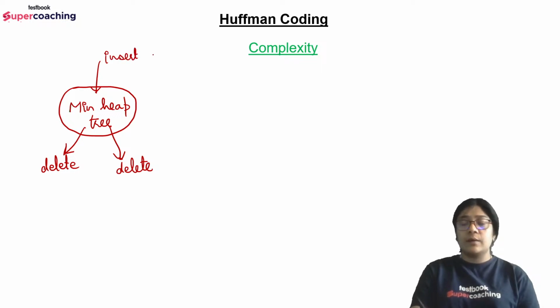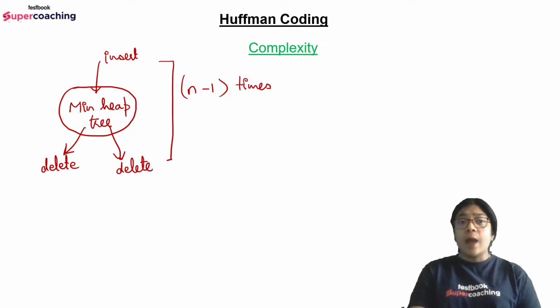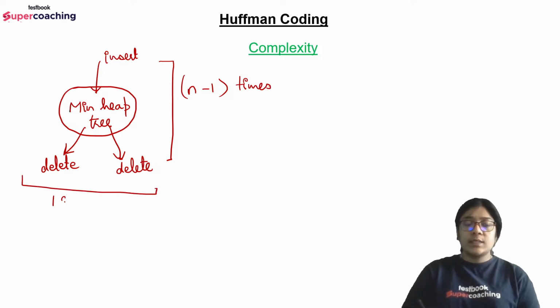Insert result. So this step is repeated for n minus 1 times. इस step को हम n minus 1 times repeat कर रहे हैं. And we also know that for one step, this is one step. हर स्टेप में हम 2 डिलीशन और एक इंसर्शन ऑपरेशन परफॉर्म कर रहे हैं.